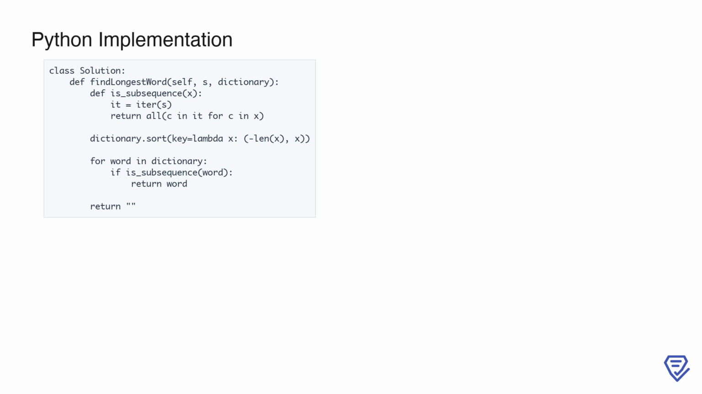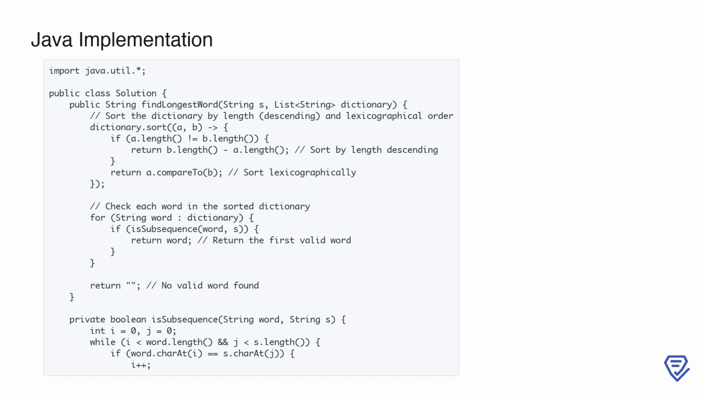If no word in the dictionary can be formed as a subsequence, the function returns an empty string. This solution is efficient, leveraging sorting and early stopping to minimize unnecessary computations. Here, we start by importing the necessary packages and defining our solution class.